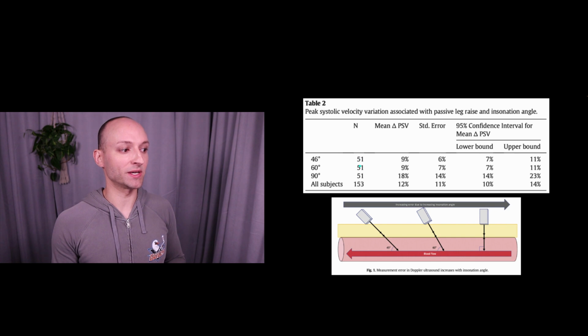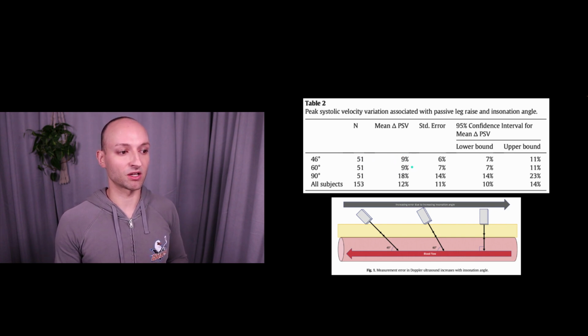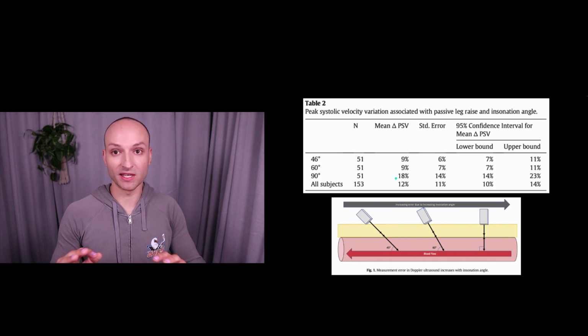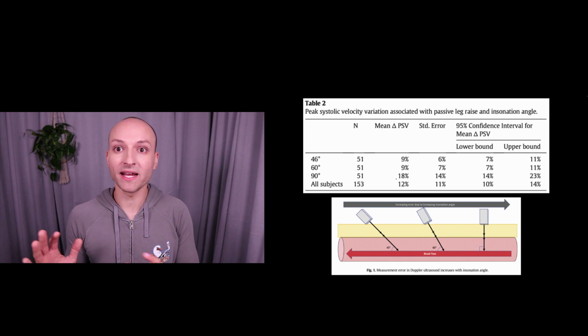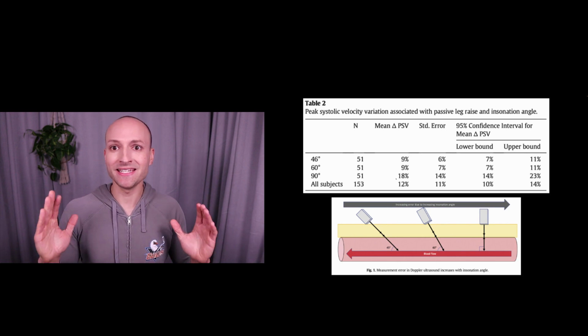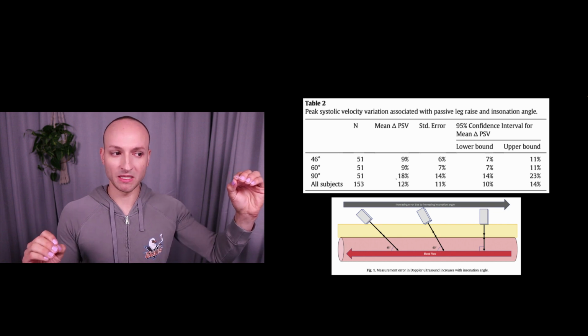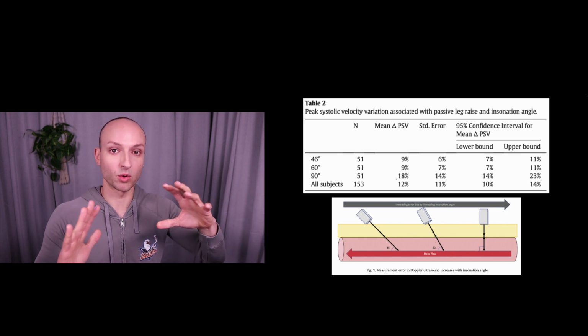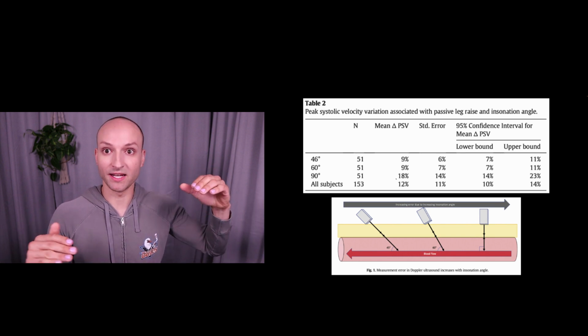So let's look at 46 and 60. We have this mean change in the peak systolic velocity, about the same, standard error about the same. So this is good, right? But when we get closer to 90, look at this difference right here. 9% to 18% change. And these are the same patients, right after each other. And this shows you that you can get an incorrect change in the peak velocities if your angle is greater than 60.